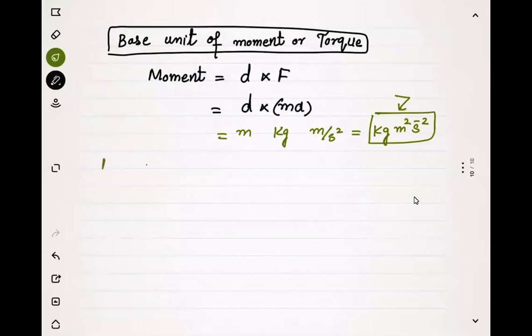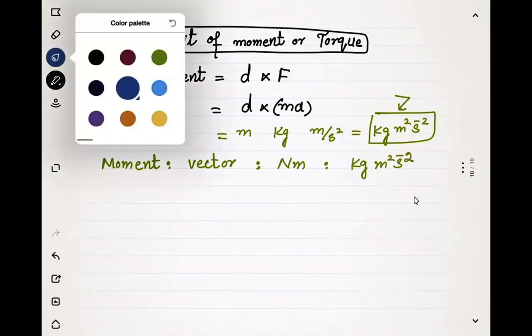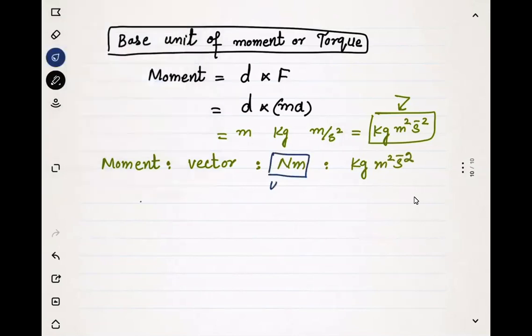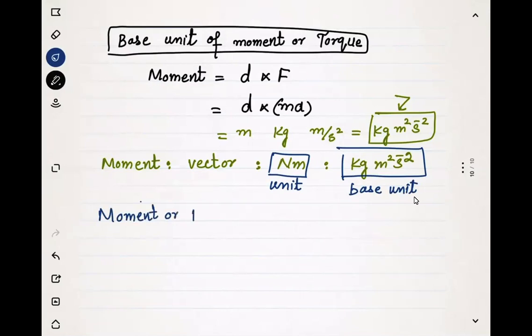So moment is a vector. Its unit is Newton meter, and its base unit is the same as the base unit of energy, kilogram meter square second minus 2. So this is the unit of moment, and the base unit of moment is kilogram meter square second minus 2. We need to write here that moment is also called torque.